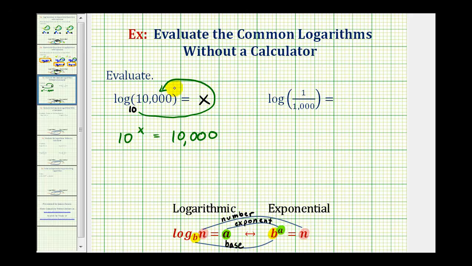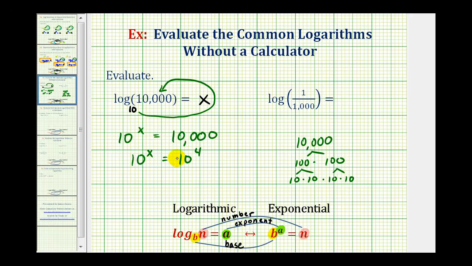Now the reason we can do these without our calculator is because we can write 10,000 as 10 raised to some power. 10,000 is equal to 100 times 100, and 100 is equal to 10 times 10. So 10,000 is equal to 10 to the fourth. So we have 10 to the x equals 10 to the fourth.